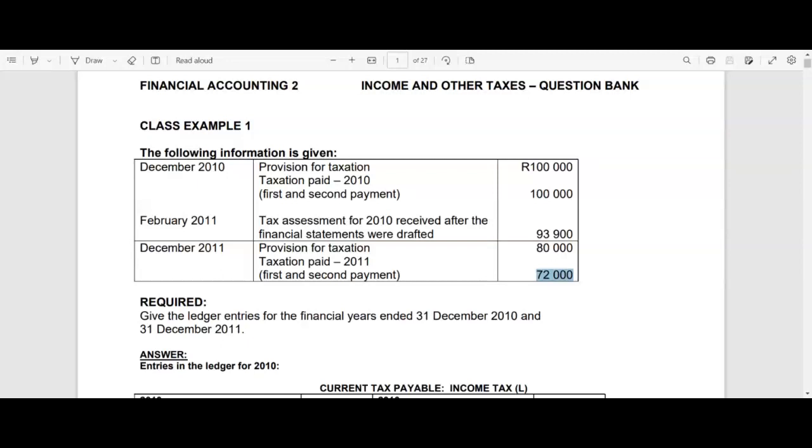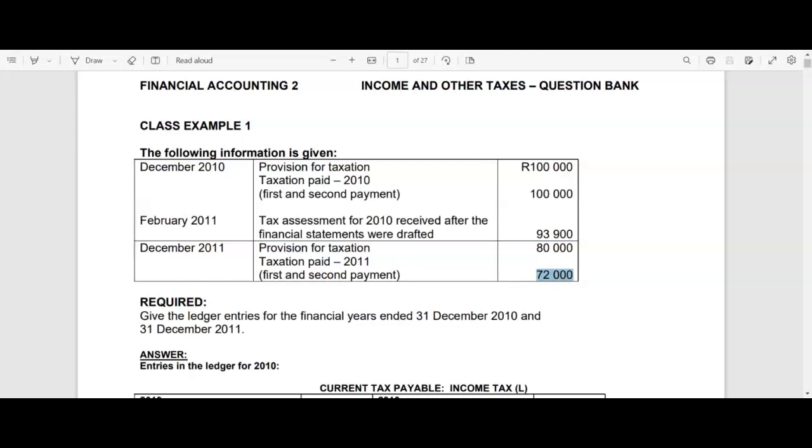The same as we did last year, the same as we do every year. This tax cycle repeats itself. We are making a prepayment. That is what a provisional tax payment means. We are making a prepayment of our tax for the year that still has to end. It hasn't ended yet. So there isn't an income tax expense yet.